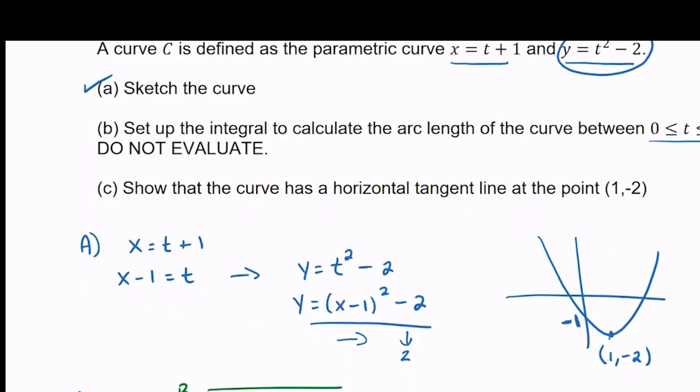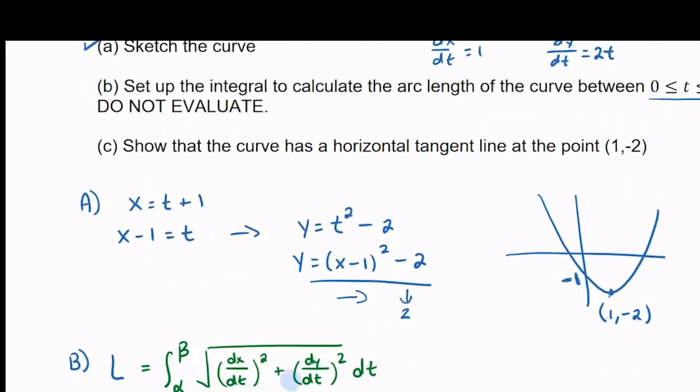So in general, the arc length formula is this formula here written in green. It's our starting parameter to our ending parameter, the square root of dx dt squared plus dy dt squared. So going back to our equation here, if x is equal to t plus 1, the derivative of this with respect to t is equal to 1. So dx dt is equal to 1, and the derivative of y with respect to t is equal to 2t.